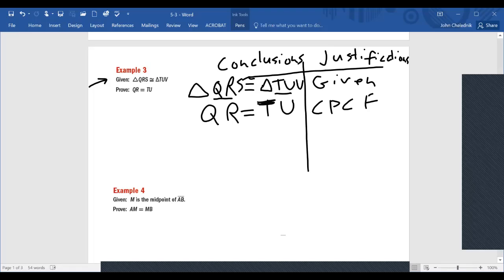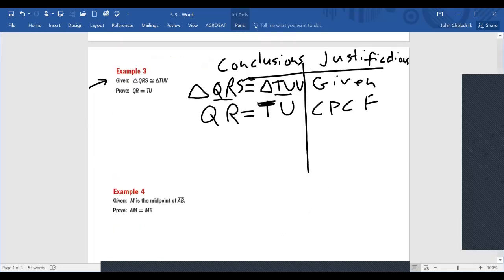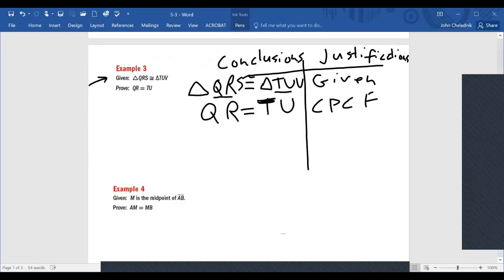Notice that this lesson is called one-step congruence proofs, meaning there's only one step after the given. You don't really count the given as a step because it's just given information. But you can still write it down as a conclusion because you have a reason to conclude it. It was given to you.